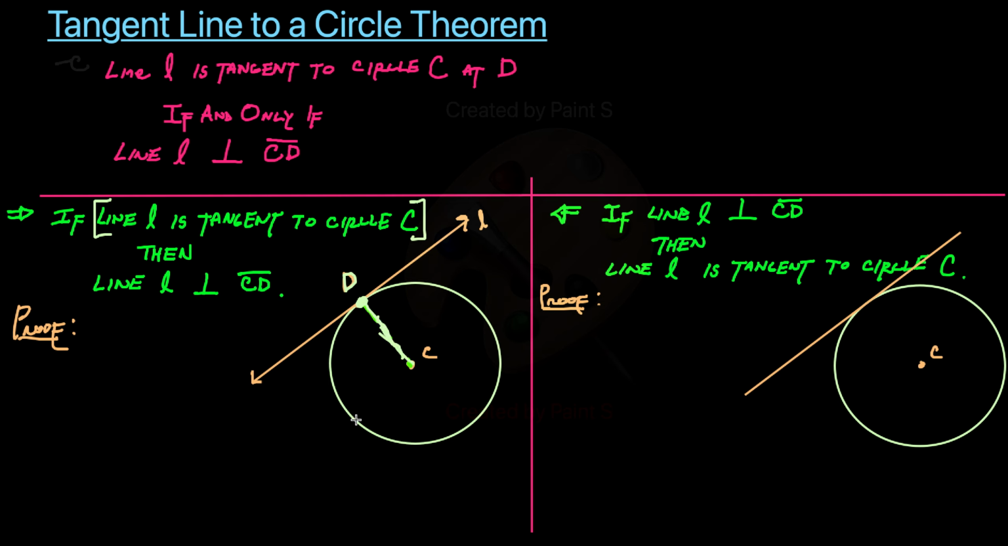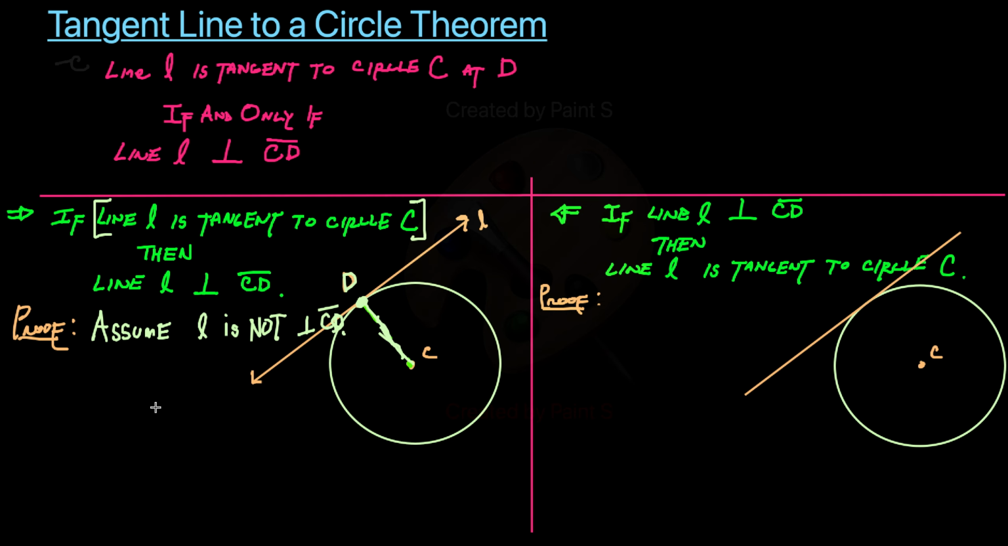Now what I need to prove is that L and CD, this line, are perpendicular to one another. And the way you go about doing that is you assume that the conclusion is false, that they're not perpendicular. So assume L is not perpendicular to CD.